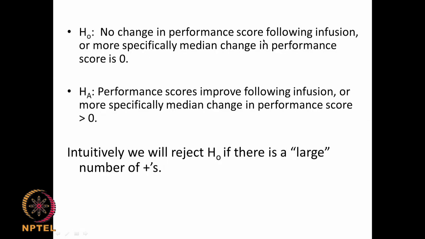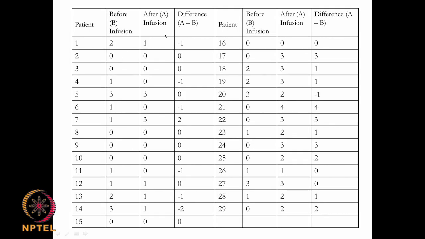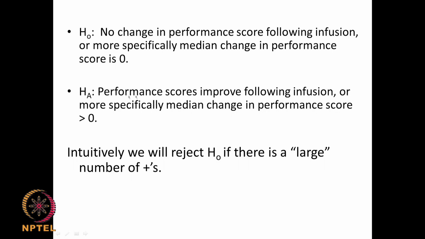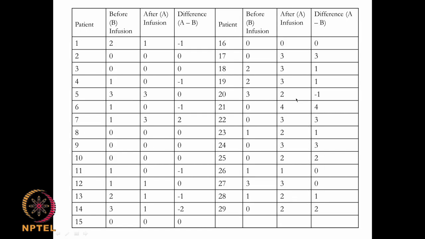H naught, no change in performance, of course status quo following infusion, or more specifically the median change in performance score is 0. HA is performance scores improved following infusion, or more specifically the median change in performance score is greater than 0, because we are subtracting A minus B. So, we expect it to be better. If it had been B minus A, that is different, but here we are doing after infusion minus before infusion. So, we expect it to be better, that means it should be greater than 0.